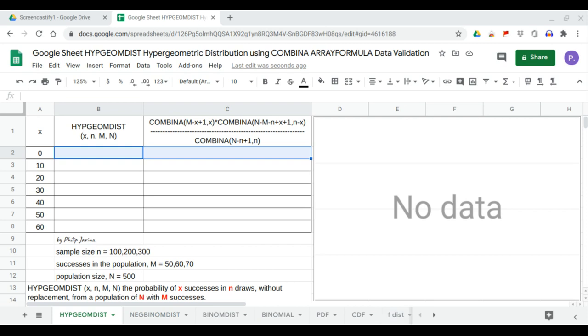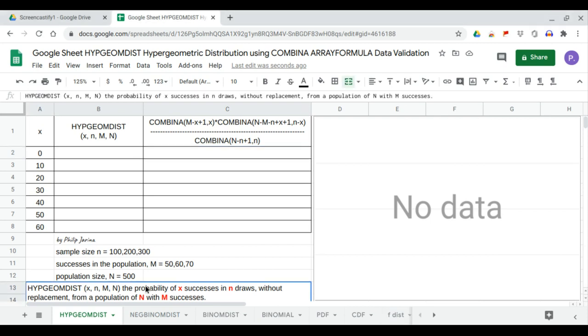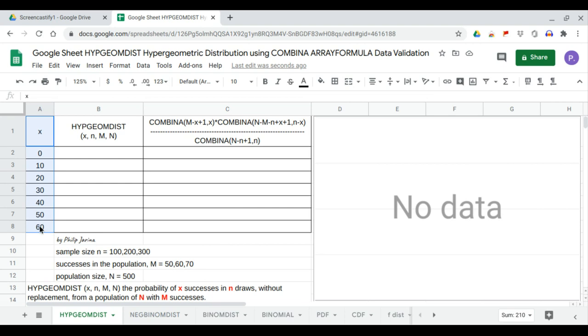HYPGEOMDIST, or Hypergeometric Distribution. HYPGEOMDIST returns the probability of x successes in n draws without replacement from a population of N with M successes. So in this video, we'll generate the dataset of the HYPGEOMDIST and show the trend line.